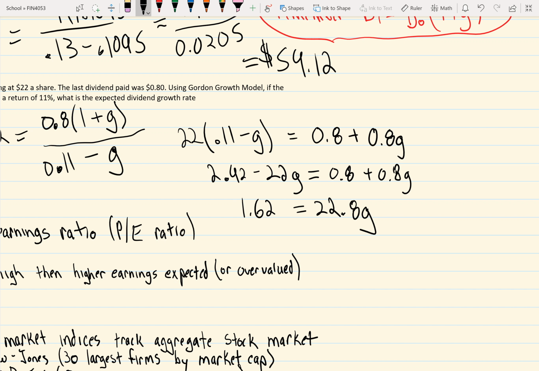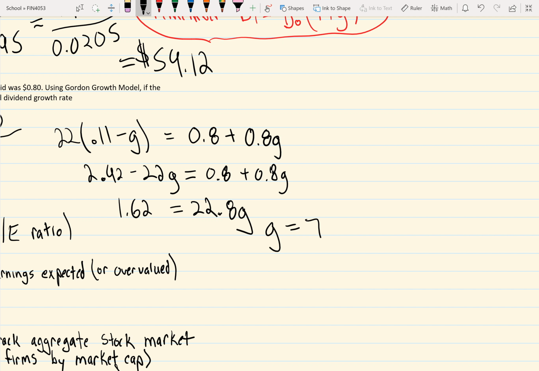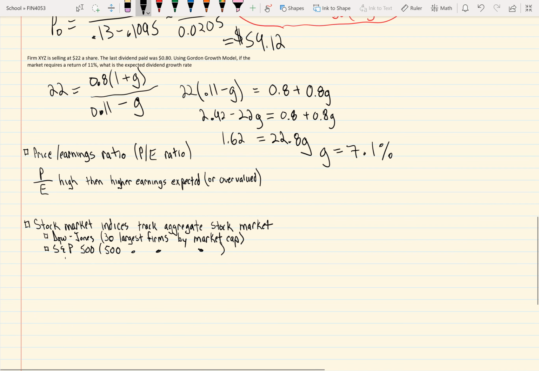And then finally, 1.62 divided by 22.8 is 7.1, roughly 7.105%. So that's how you solve that one.